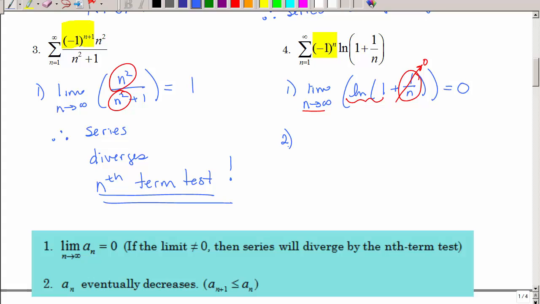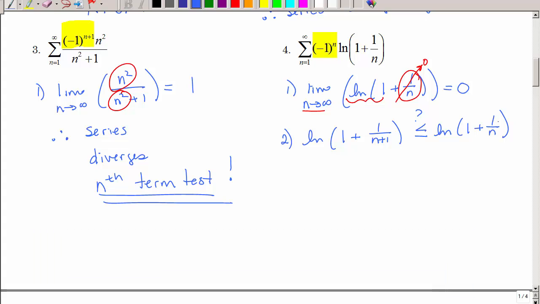The second one, is it decreasing? Does the natural log of 1 plus 1 over n plus 1 less than or equal to the natural log of 1 plus 1 over n? I have to show that. Well, you may have an argument that says this is smaller than that.